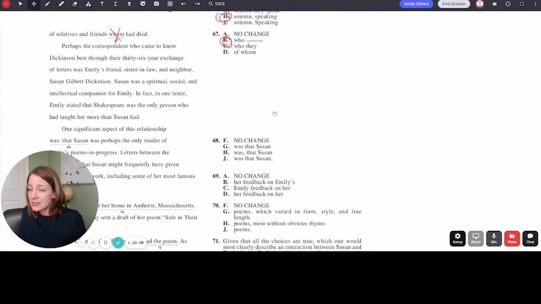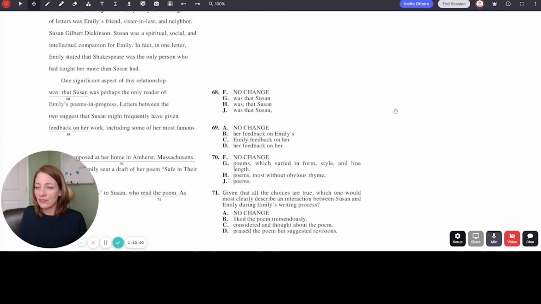Perhaps the correspondent who came to know Dickinson best through their 36-year exchange of letters was Emily's friend, sister-in-law, and neighbor, Susan Gilbert Dickinson. Susan was a spiritual, social, and intellectual companion for Emily. In one letter, Emily stated that Shakespeare was the only person who had taught her more than Susan had. Wow, interesting. By the way, you can't get that interested in the passage. You have to keep moving.